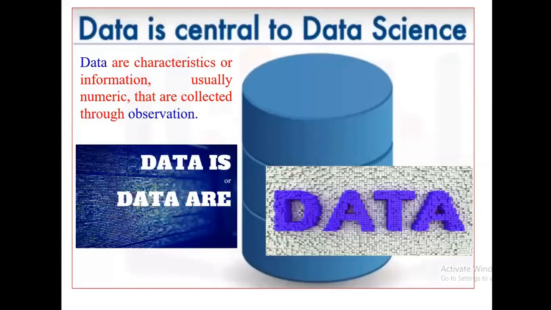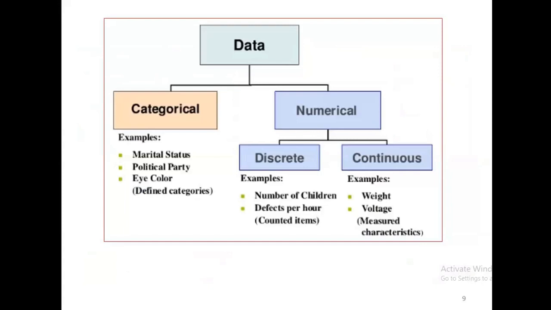So data is central to data science. Without data, there is no database application. Wherever data is present, we are going to solve very complex applications in data science with the help of machine learning, AI techniques, and deep learning techniques. Data is categorized into two types: categorical data and numerical data. Categorical data examples: marital status, political parties, eye color. These are the categories of data.